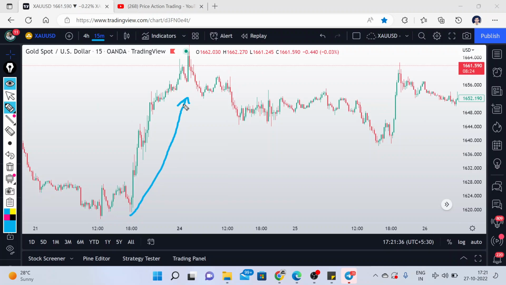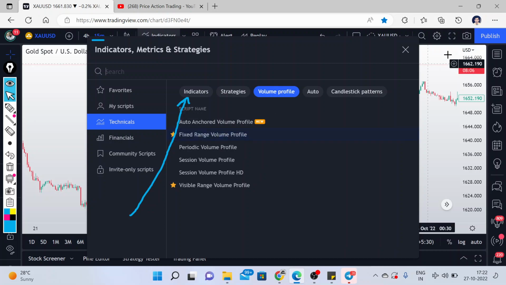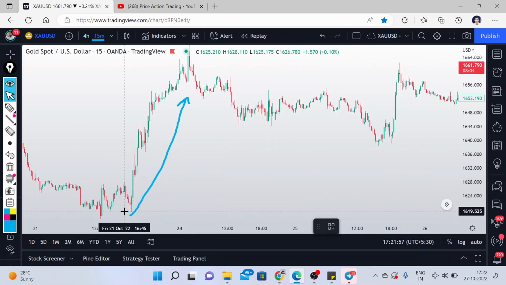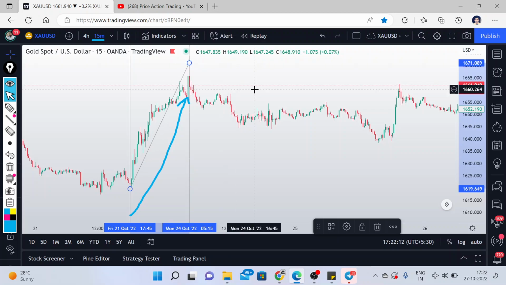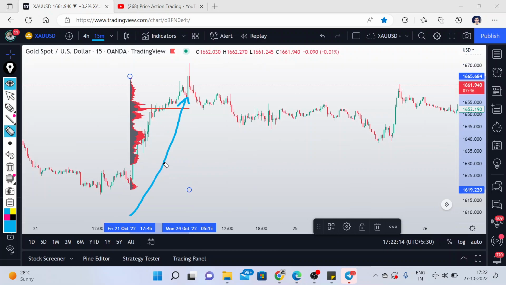Now whenever you see this kind of buy or sell impulse, you don't know what is going to happen next. So to know the levels where you can enter either in buy or sell, you just have to add this fixed range volume profile. For this you just have to select the low point, like this one, the lowest price at 1619, and this is the high price at around 1671. You just have to click like this. Now after applying this indicator you can see it plots the volume profile.